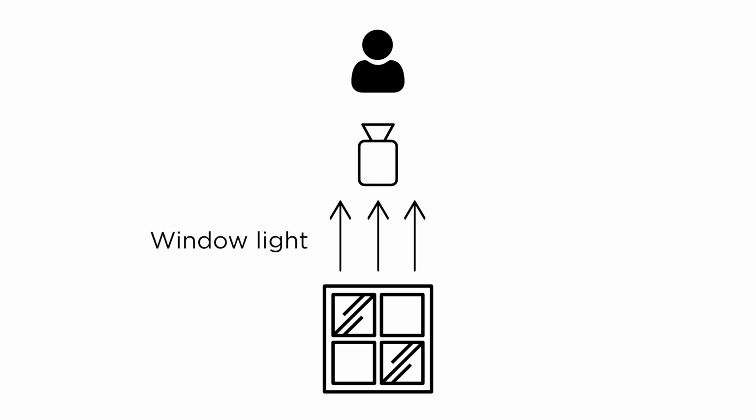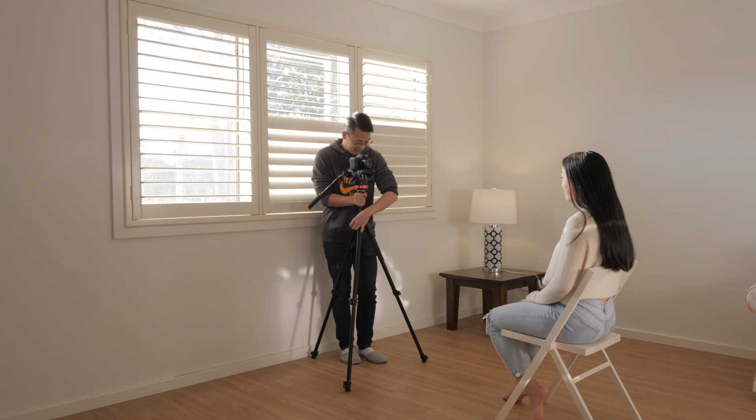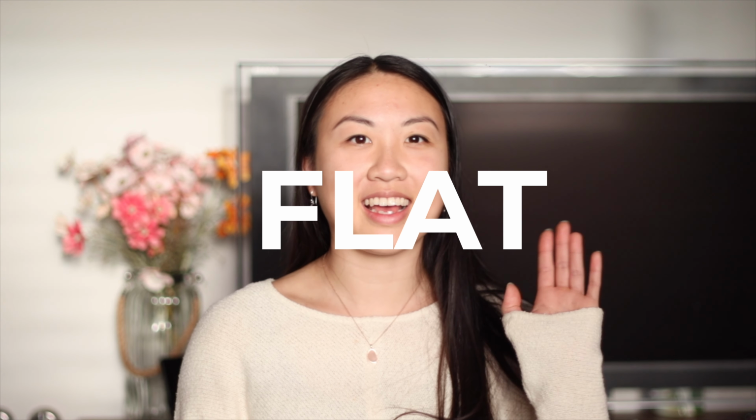Another mistake I see a lot of beginners do is to have the subject facing the window itself. What this will do is have the light spread evenly on the subject's face. This is actually quite an unflattering look as it makes the subject's face look flat and there are no shadows to create depth. So here's the best way to position where your subject should face.